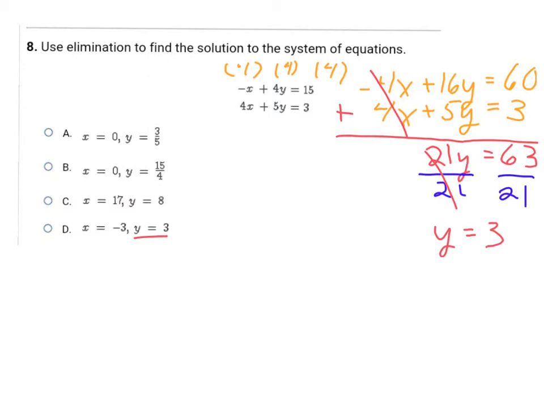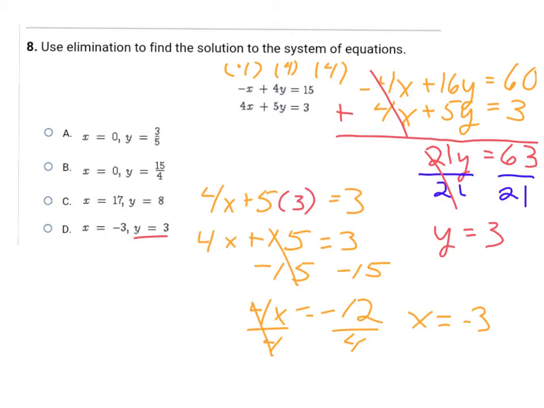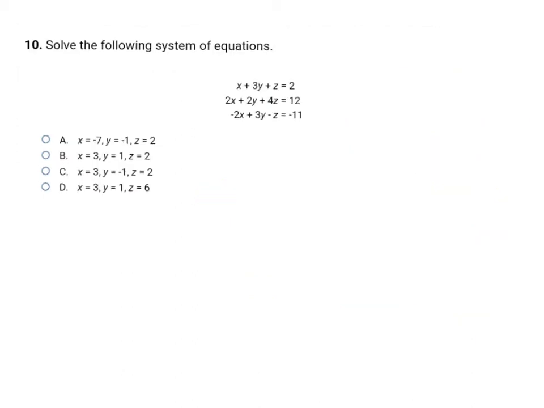And then I'm going to divide 4 from both sides, and they cancel, and x equals negative 3. Which was the answer that I'm hoping to get, so my answer is definitely D. When you have 3 equations and 3 variables to solve for, it's going to be a little bit different.